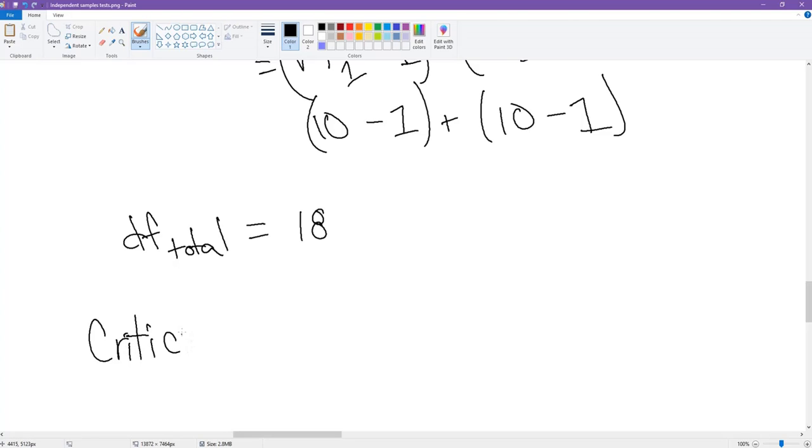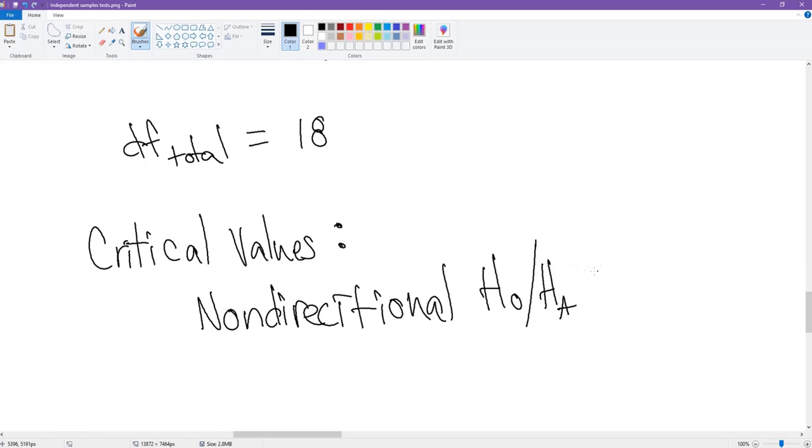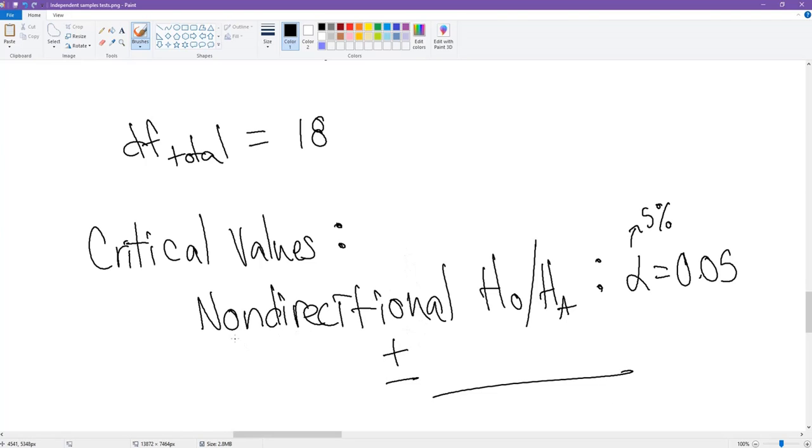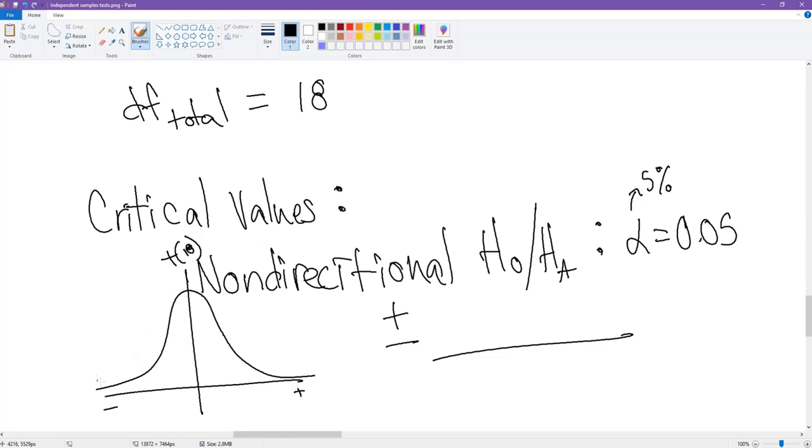If we had, say, homogeneity of variance, and what we're going to do with that is we're going to say that, hey, for a non-directional hypothesis pair, null and alternate, we're going to use alpha equal to 0.05 or 5% probability. And we're going to use our degrees of freedom total of 18 in order to get our positive and negative critical values, because when we're dealing with a non-directional hypothesis, we don't know which way this is going to go. If we take a look at the t-distribution, we're going to have critical values on the positive and the negative side, because we don't know if this is going to go down or up.